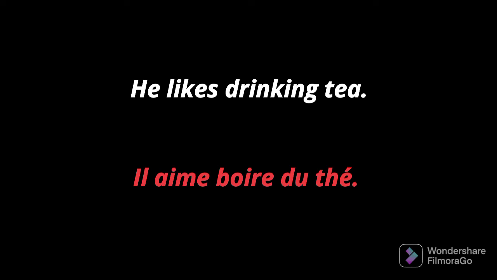We conjugated the first verb, aimer, to like, and then boire remains just as it is. Because in French, you conjugate the first verb and then the other verbs remain as they are. That's why we have il aime boire du thé.